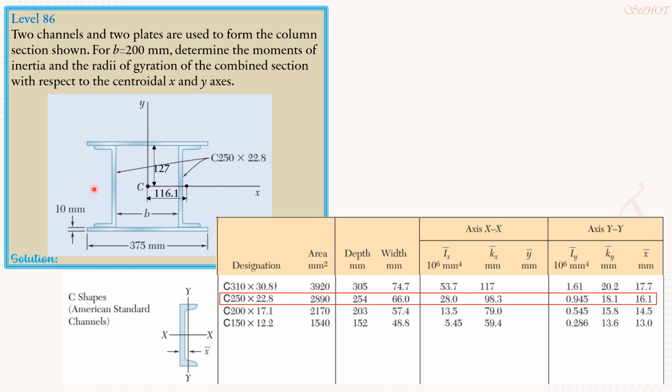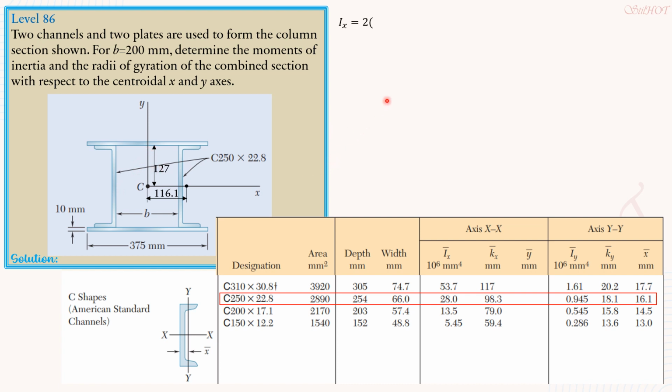So for Ix, the centroidal x-axis passes through the centroid of the channel. For the channels, it is just 2 times the moment of inertia with respect to the x-axis, 28 times 10 to the 6. But for these two rectangular plates, we have to transfer the moment of inertia from their centroid to here. It is 2 times quantity 375 times 10 cubed over 12 plus area 375 times 10 times distance squared, where the distance of their centroid to the centroidal x-axis is 127 plus half of the thickness, so half of 10, which is 5.